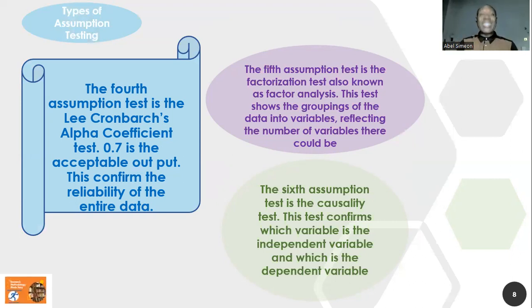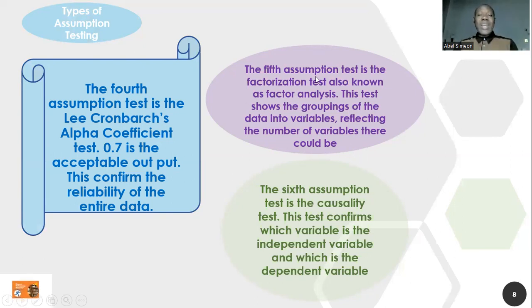You must carry out that assumption test. Show us that this is the independent variable and this is the dependent variable. This causality test we use EViews to do, not SPSS. But if you want to use SPSS, that's the way we do it. We go through a rigorous exercise to conclude that this is the dependent variable and this is the independent variable.